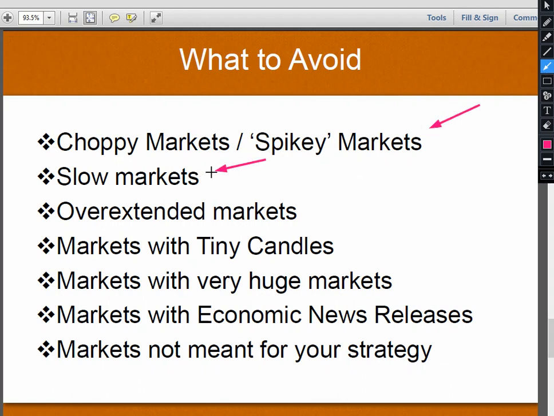Number two, avoid slow markets. Slow markets are those where you can enter 10 trades and maybe 4 of them are ATM. The market starts and stops in the same place. Okay. Overextended markets: if you see a market that is strongly moving up, you never know whether it's tired or something, so you might want to avoid such markets. Always trade on healthy trends.